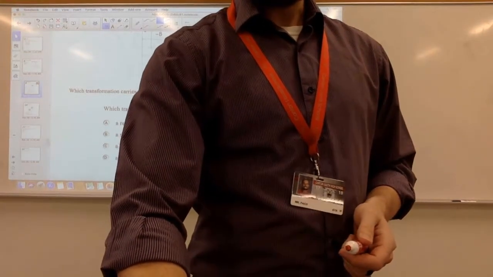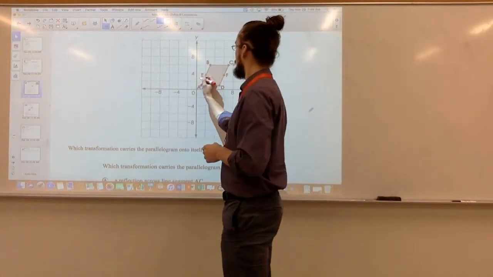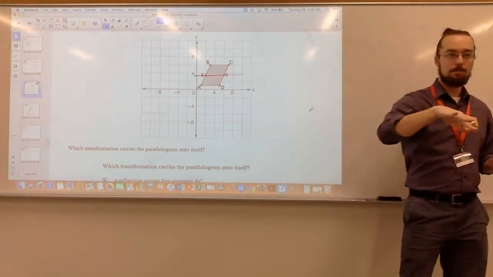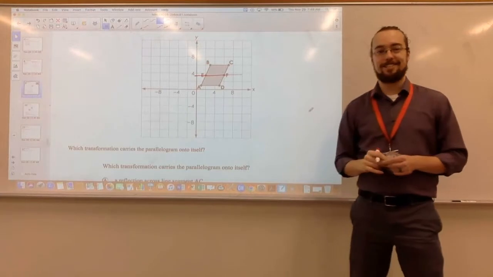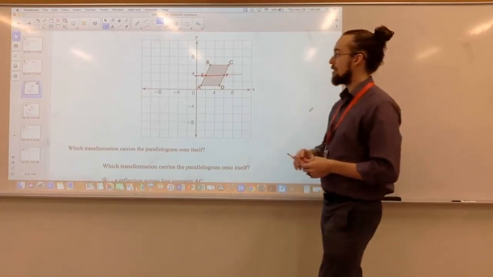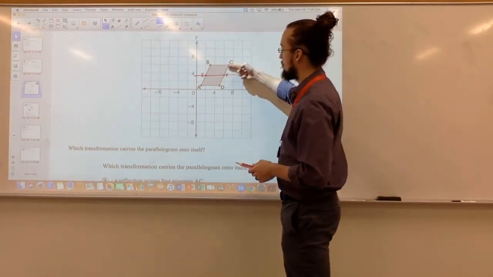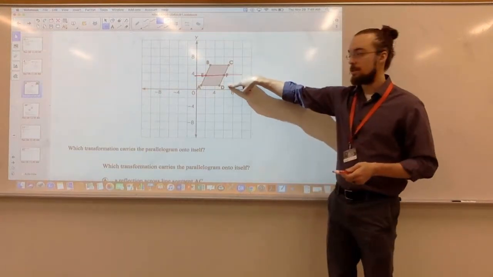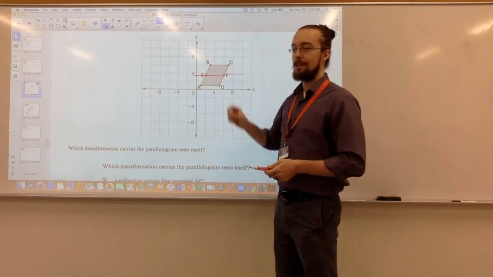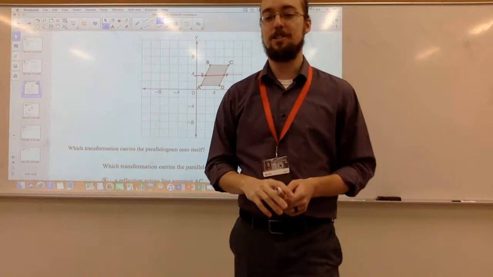How about B, a reflection across line segment EF? If I draw a line right through here and fold across that line, will it match up? I see some no's and some yeses. If I fold directly across that line, C is going to end up right here. B would end up right here. So it's not going to match up.